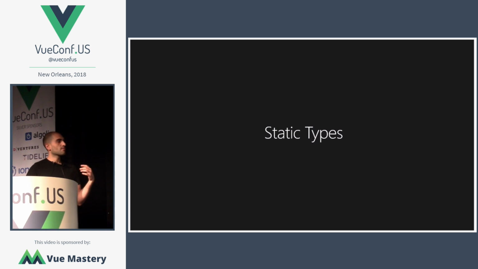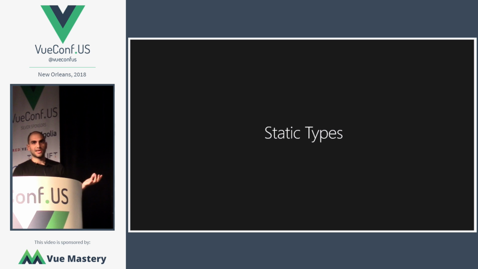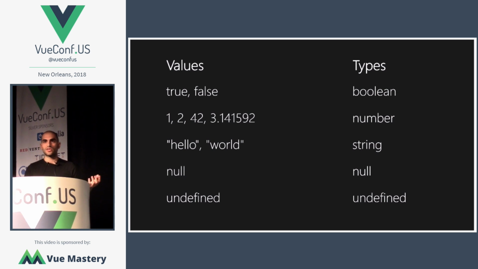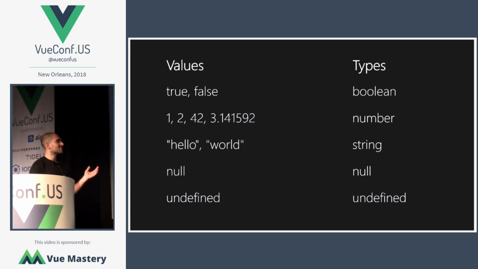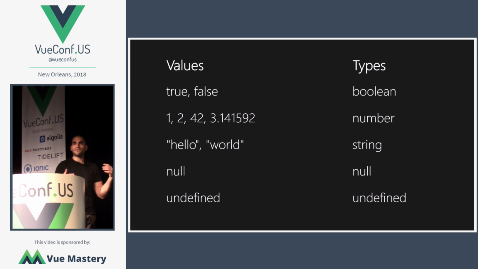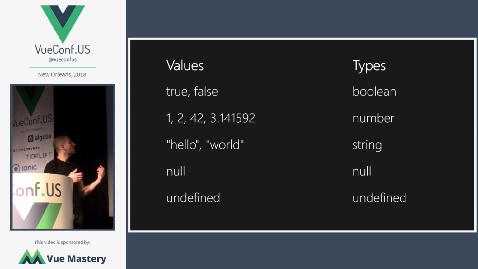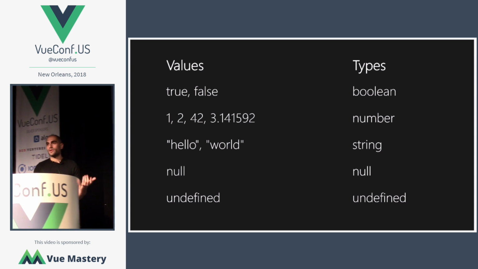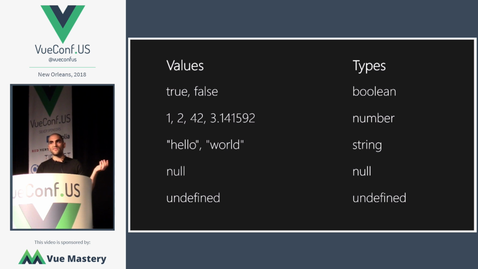Now, what am I talking about when I say static types? Well, when you have JavaScript, you have values, and each of these values intrinsically has a type, even at runtime, right? So when you write 1, 2, 3, or 4, that's a number. True or false has the type Boolean. And strings have the type string. So it's a fairly intuitive concept for primitives.